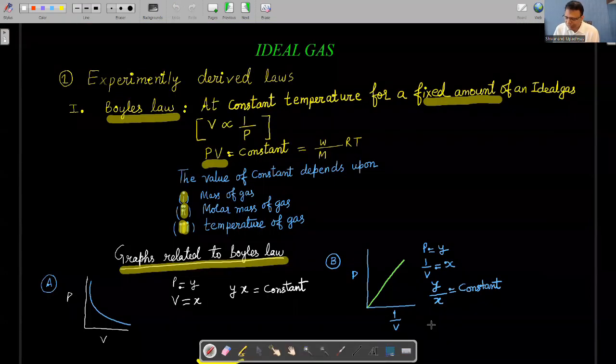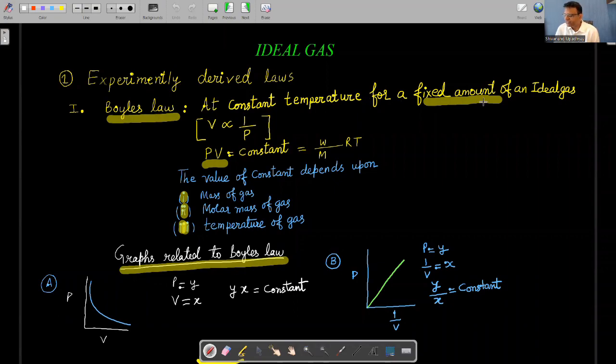About Boyle's law, we know that this is an experimentally derived law. According to Boyle's law, at constant temperature for a fixed amount of an ideal gas, volume is directly proportional to 1 upon pressure, or we can say volume is inversely proportional to pressure, or PV is equal to constant.